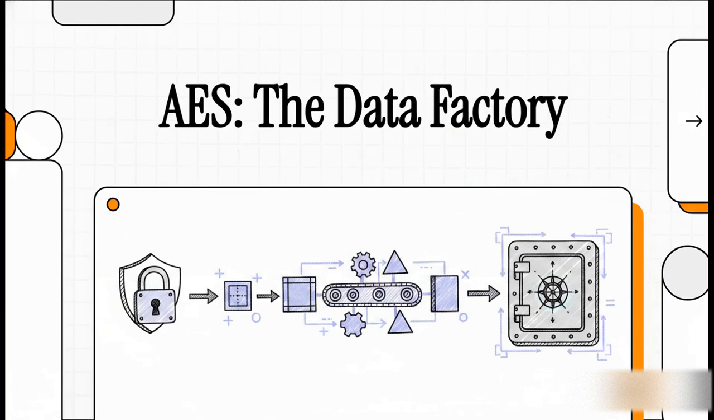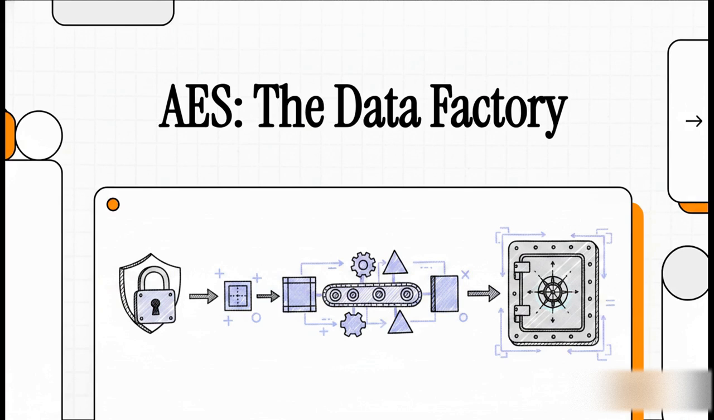So have you ever actually stopped to think about how your most private digital data stays secure when it's just out there flying across the internet? I mean, it doesn't just happen by magic, right? Your information is actually being protected by this incredible, invisible mathematical assembly line.